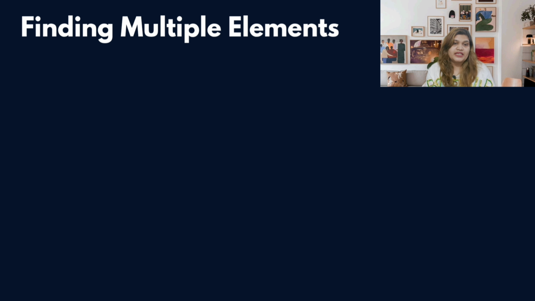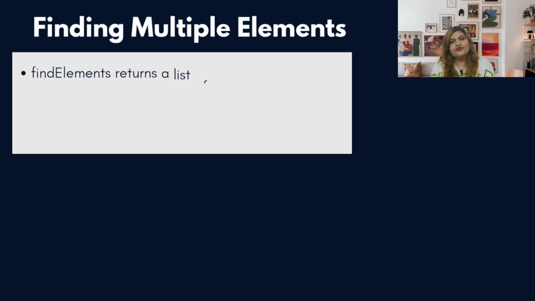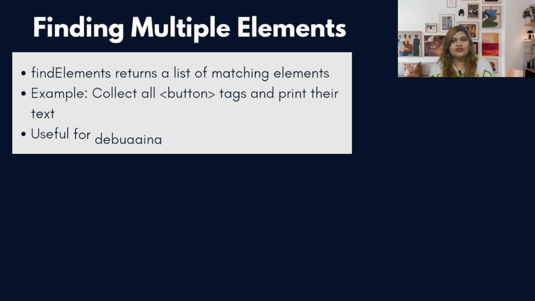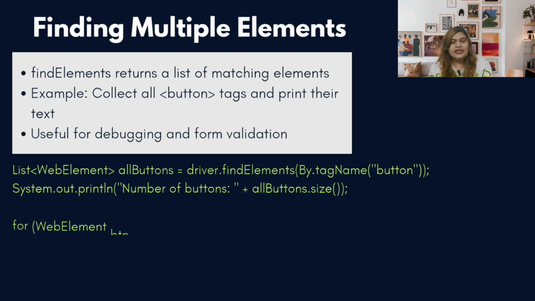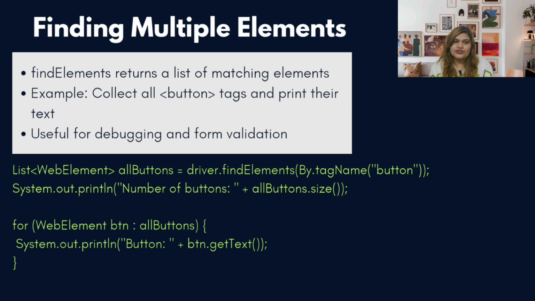Next, finding multiple elements. This can return a list of all matching elements. Here we collect all the button tags and print the text. Great for debugging or form validations.